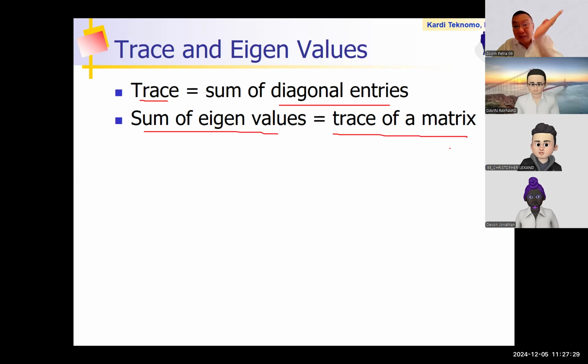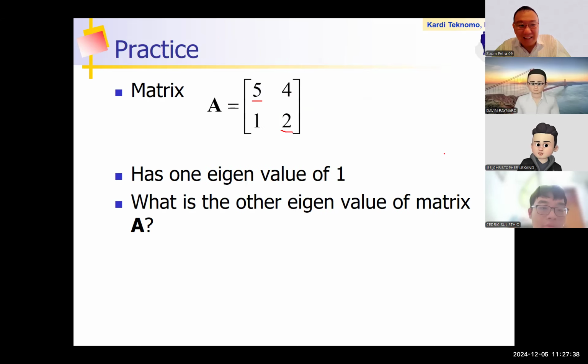Can you see the pattern now? The trace of the matrix is 7. If one eigenvalue is 1, then the other eigenvalue must be 6. As simple as that. If you know one of the eigenvalues, you can calculate the other based on the trace. You don't need to go the long way with a quadratic equation or a cubic equation. Clear or not?